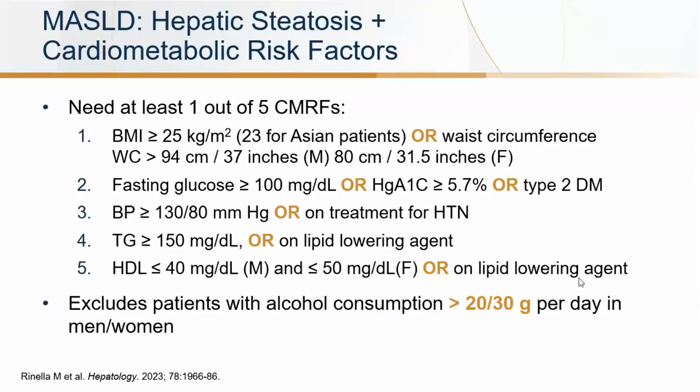Number 2, we're looking at their blood glucose. Is it impaired fasting glucose? Are they pre-diabetic or diabetic? On their blood pressure, is their blood pressure high or are they already on treatment for hypertension? The triglycerides, are they elevated or is the patient already on a statin? Is their HDL low, or again, are they already on a statin? And this is excluding patients with really any degree of alcohol consumption. Anything really more than 1 or 2 a day excludes them from the MASLD diagnosis.